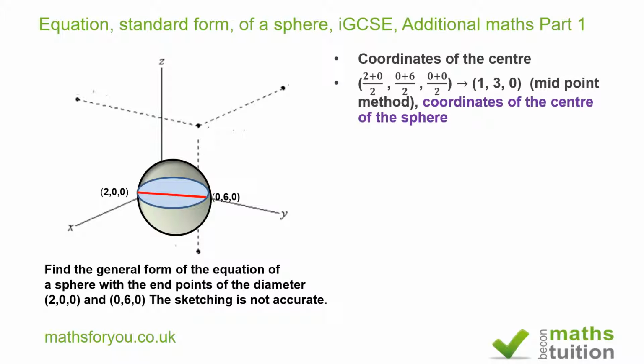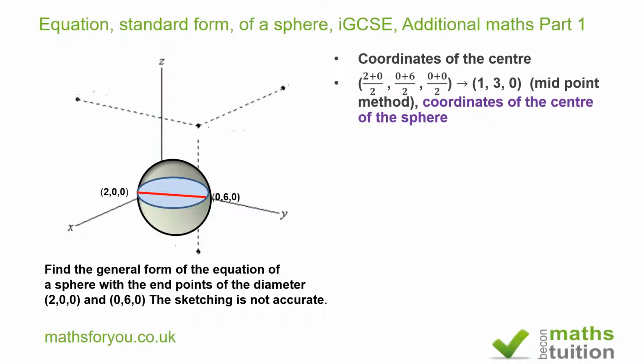Right, now moving on from that, what to then do is 2 plus 0. Now this 2 here is the x coordinate of one end of the diameter, and the 0 is the x coordinate of the other end of the diameter, this one here. So 2 plus 0 divided by 2, and 0 plus 6 divided by 2, that gives us the y coordinate, and then 0 plus 0 divided by 2, that gives us the z coordinate. So we end up that the midpoint, or the coordinates of the center of the sphere, is (1, 3, 0).